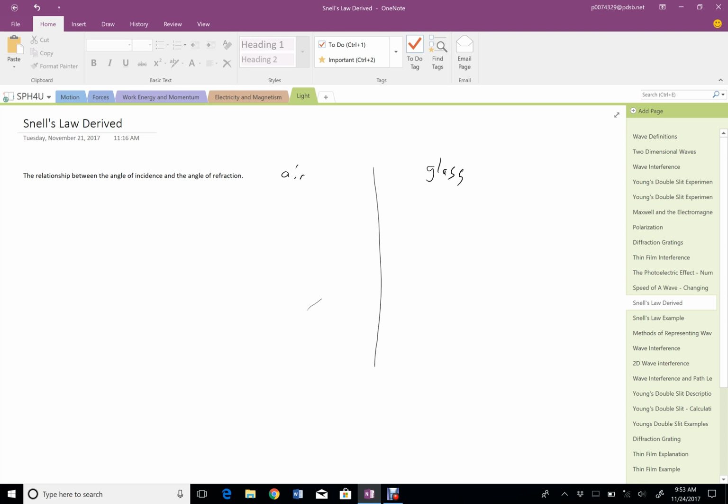The wave comes in at some direction. We compare that direction to the normal, and we call that theta I, or the angle of incidence. Because here air has a refractive index of 1 and glass has a refractive index of 1.5, we know that this ray or this light is going to have to slow down, and when it slows down it goes closer to the normal, and so it's going to come out at theta r, or the angle of refraction.